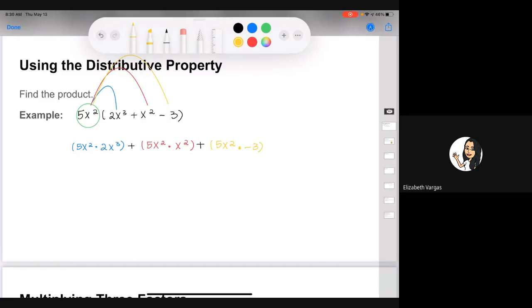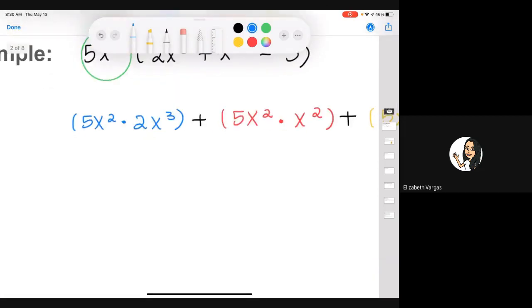So what we've done is we've taken that 5x squared and we've distributed it to each of these parts, creating different multiplications right here. So we have 5x squared times 2x cubed, 5x squared times x squared, 5x squared times negative 3. Now we want to solve for each of these parts. So let me work with this blue one. What you have to do is combine like terms.